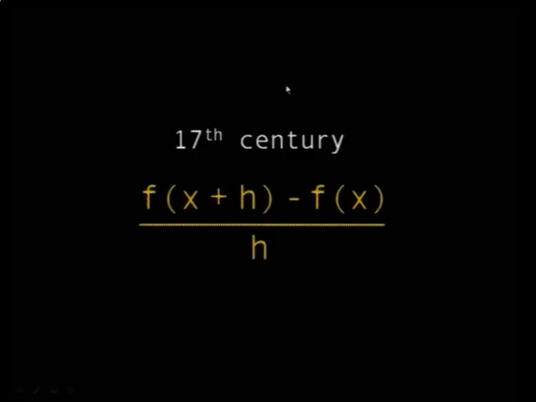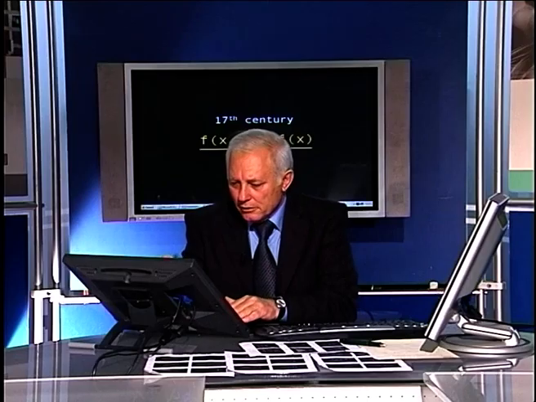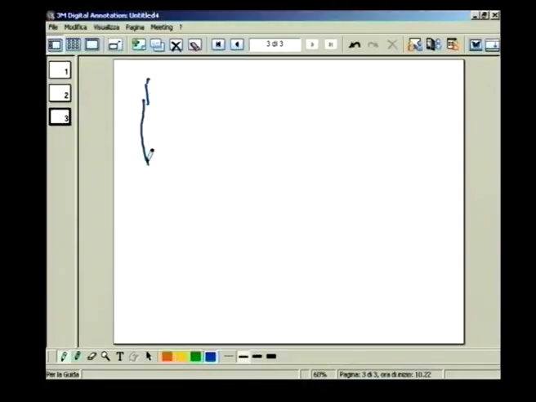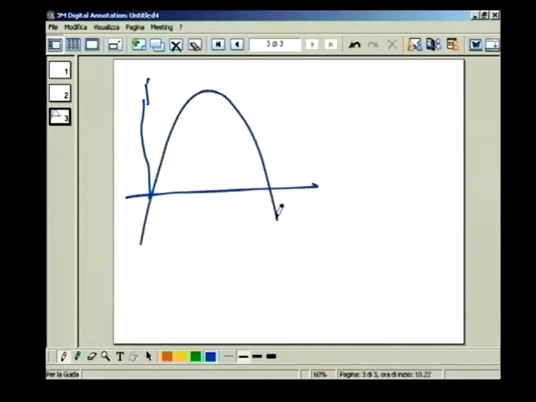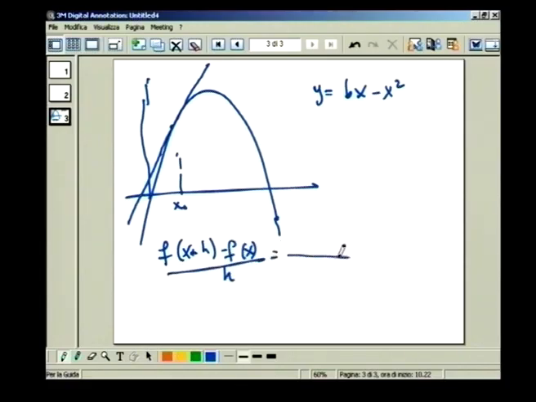Now differentiation comes. We have to calculate differentiation through calculating this quotient here. So here we have, for example, what this French lawyer did: he took, for example, y is equal to bx minus x squared. This is again a parabola open from below, and he wishes to calculate the slope of the tangent at any point here, x naught. So he uses the formula f of x plus h minus f of x divided by h. Here it becomes b times x naught plus h, minus x naught plus h squared, minus bx naught plus x naught squared, divided by h.